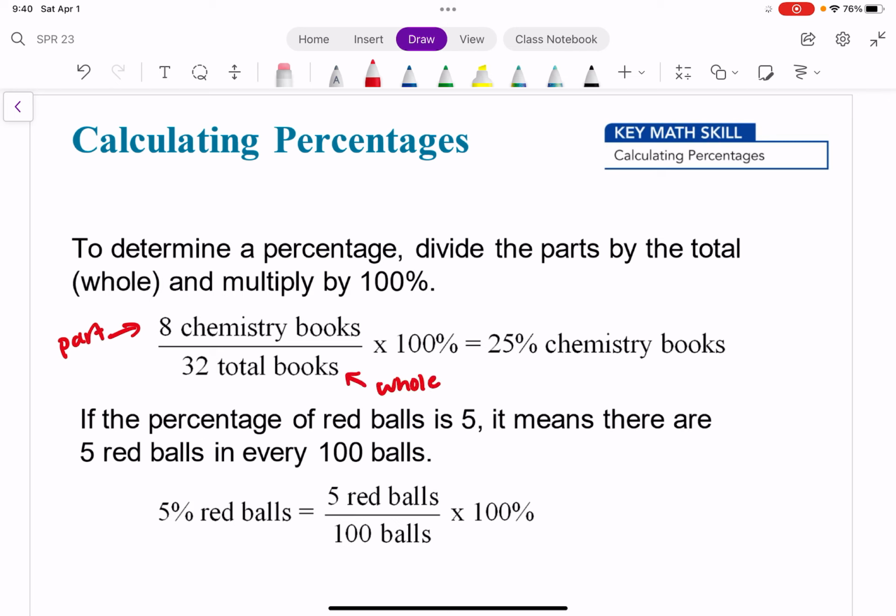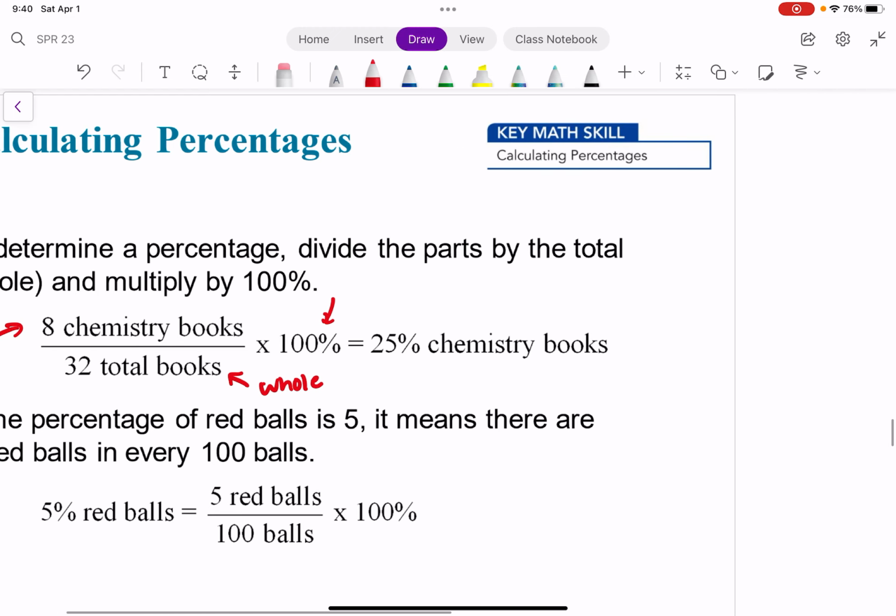So I have 8 chemistry books out of a total of 32 books. So part over my whole, right? And that's a fraction. To get that fraction into a percentage, you multiply by 100%. You can just call it 100. You're basically multiplying by 100. You don't have to put a percent sign in there. And that's going to equal 25% chemistry books.